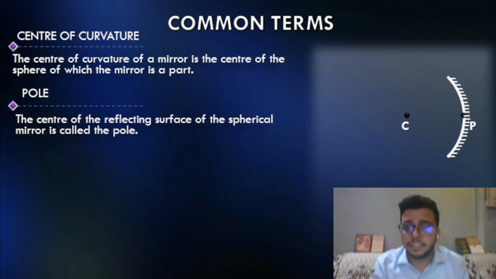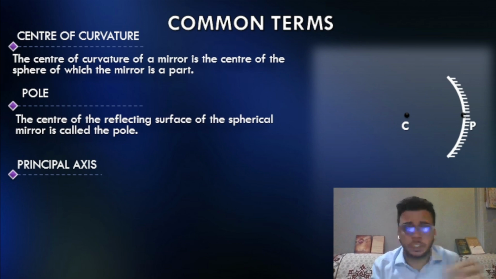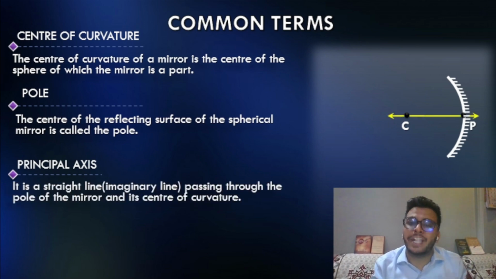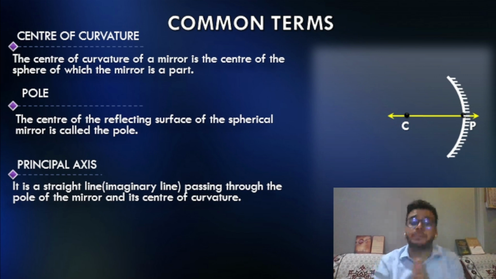Moving ahead, the next one is principal axis, the line joining both these points. So we say it is a straight line which is imaginary. So we say a straight line or an imaginary line passing through the pole of the mirror and center of curvature is known as principal axis. So the straight line or an imaginary line passing through the pole as well as the center of curvature is known as principal axis.